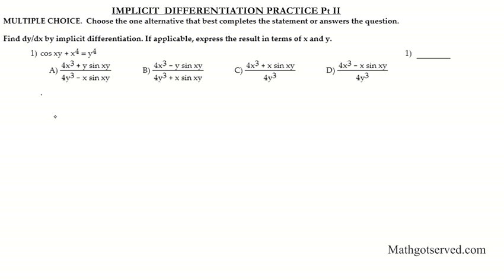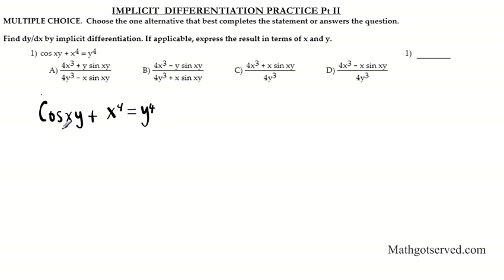So we have the equation cosine xy plus x to the fourth equals y to the fourth. Okay, so if we want to differentiate this implicitly, we're going to use the chain rule and the product rule to differentiate this.